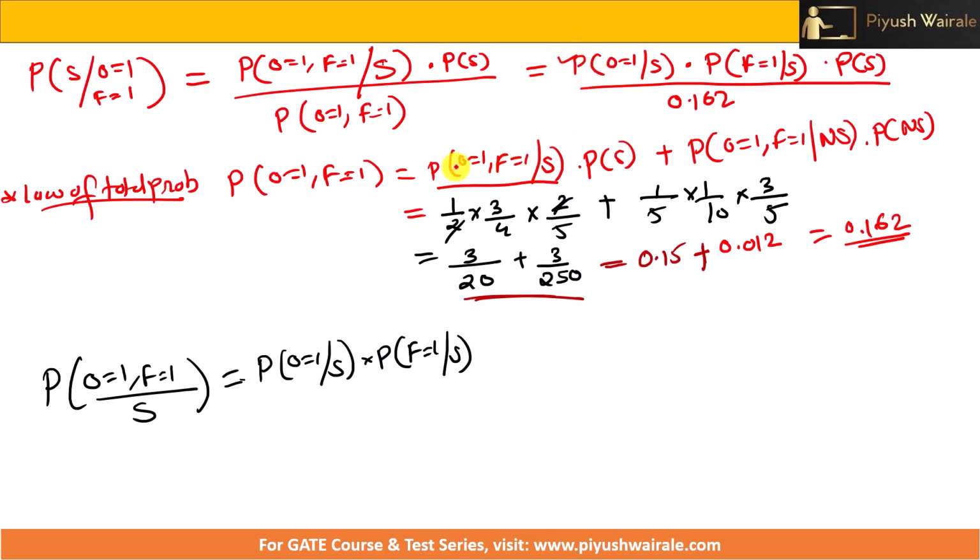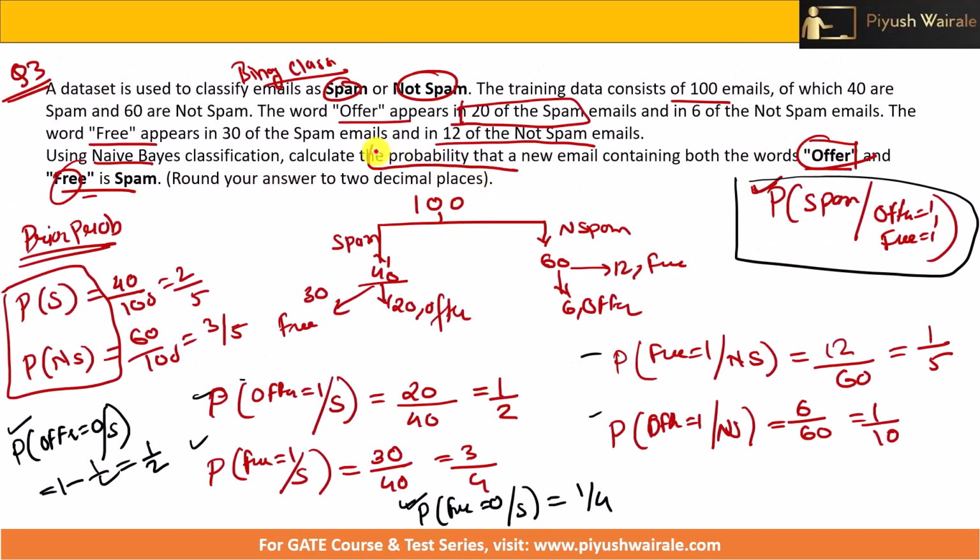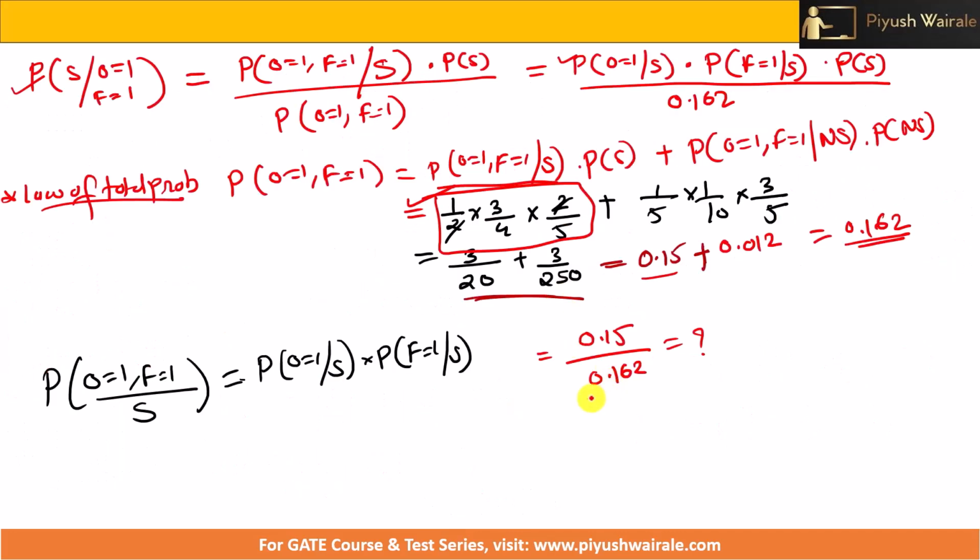So we need to write this down as well. This is nothing but what we have done, right? That is again 3 by 20, that is 0.15 here. So 0.15 divided by 0.162 here, right? So you can do the calculation. Whatever the result will be, that is basically the probability for this particular given scenario, and that will be the answer. So this is the answer for this one. The probability that a new email containing both the words offer and free is spam is this one. Okay, so that's it. I hope you understand what we have done in this particular video.